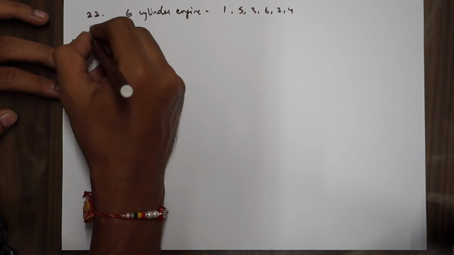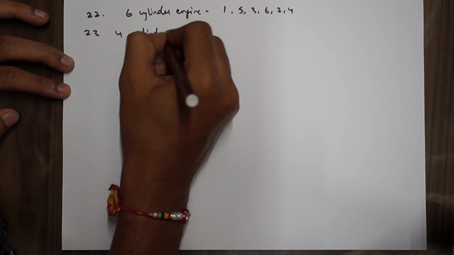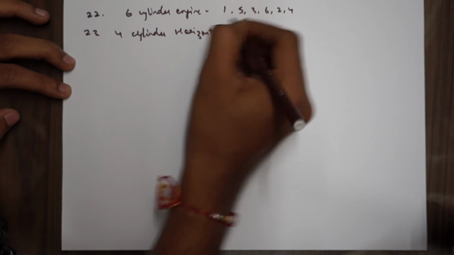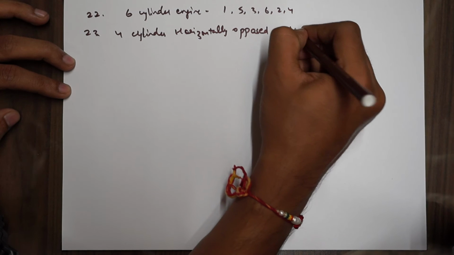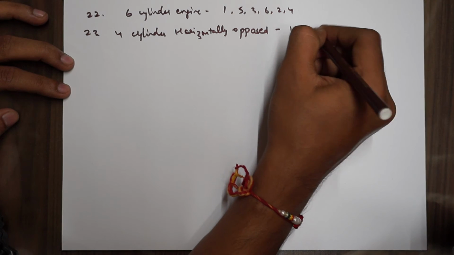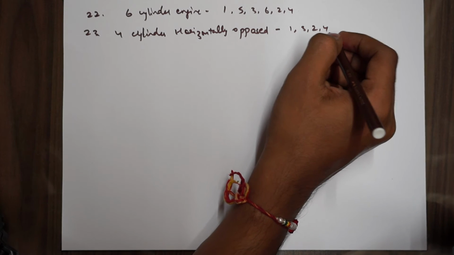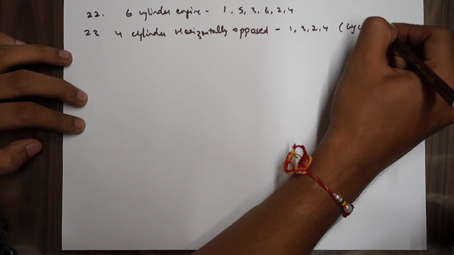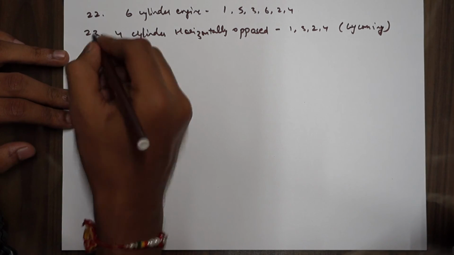Now in a 23rd 4-cylinder, the previous one I discussed was inline. This is horizontally opposed. In this, the firing order is 1 3 2 4. If you remember in the previous one I said 1 3 4 2. This is the Lycoming engine, the one found in Cessnas and the like.